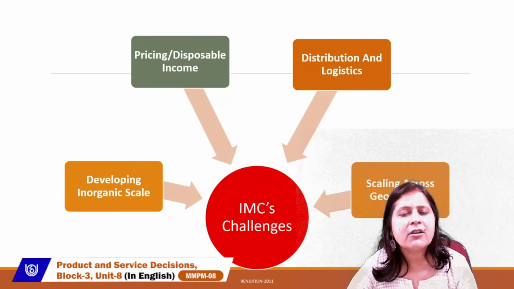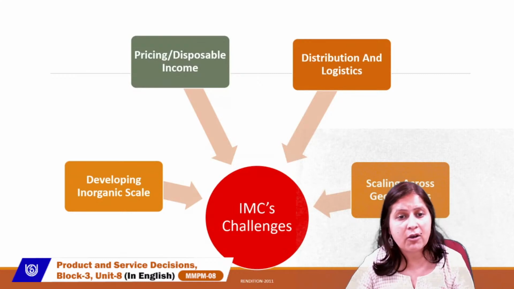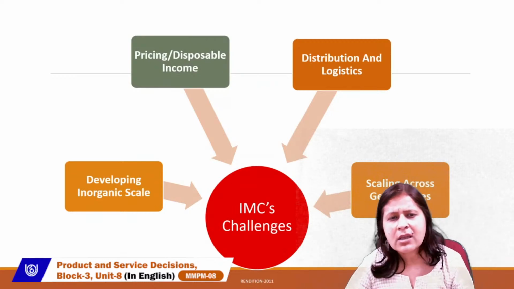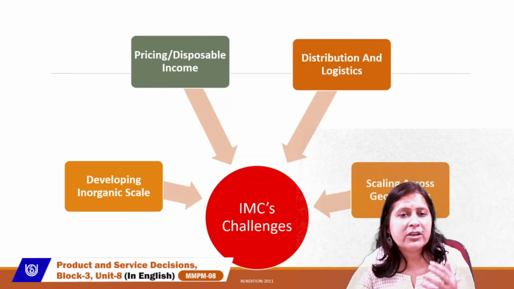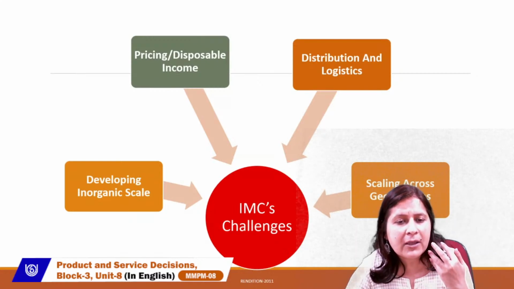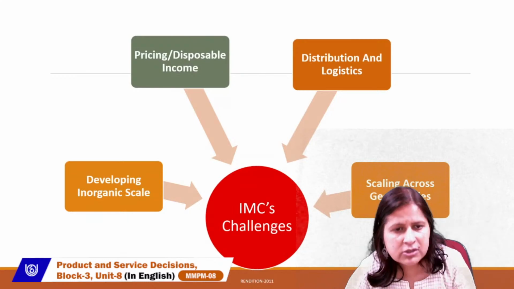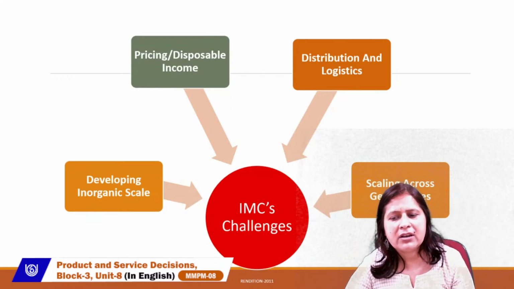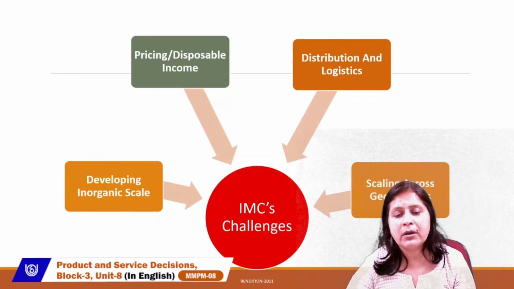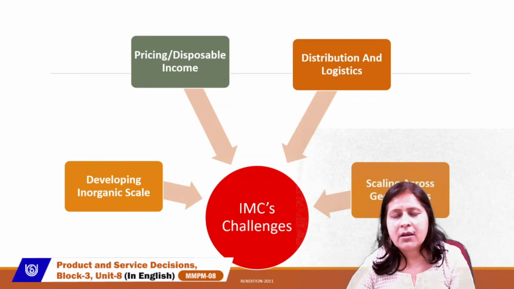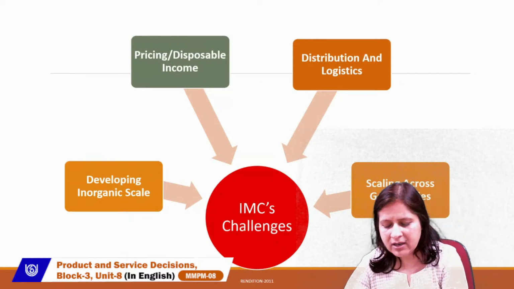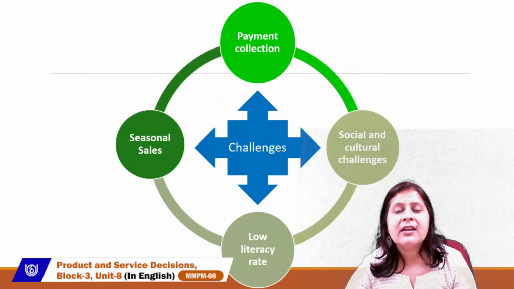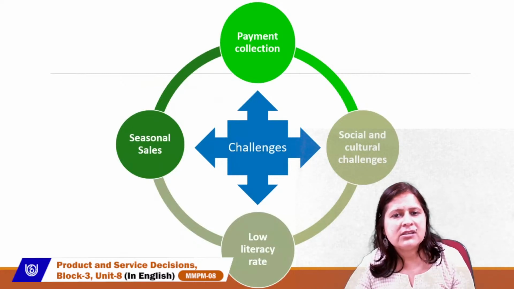Distribution and logistics is a challenge because of the lack of infrastructure. Pricing or disposable income is a challenge; we discussed the pricing, and because of the disposable income, or because of the seasonal income, the pricing becomes difficult. Scaling across geographies is really a challenge, because the rural market is a scattered type of market, and developing inorganic scale is difficult. There will be seasonal scale because of the seasonal income.